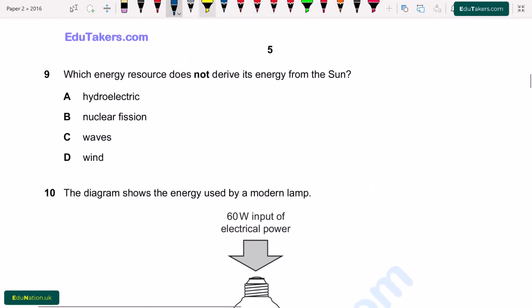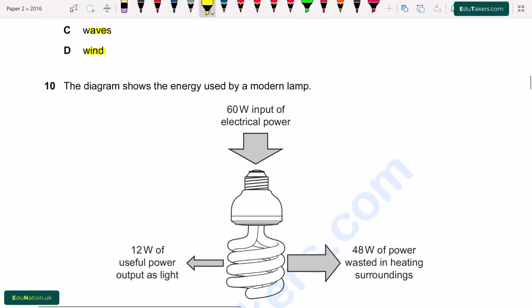Question number 9. Which energy resource does not derive its energy from the sun? Option A, hydroelectric. B, nuclear fission. C, waves. D, wind. So it's basically the nuclear fission that derives energy from the nuclear reaction. So B option is correct from here. All of the other resources, hydroelectric, waves and wind, derive their energy from the sun. So the only correct option is B.